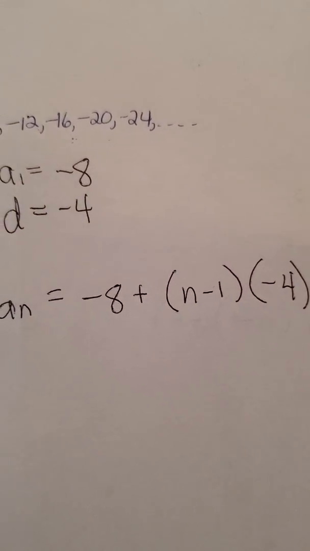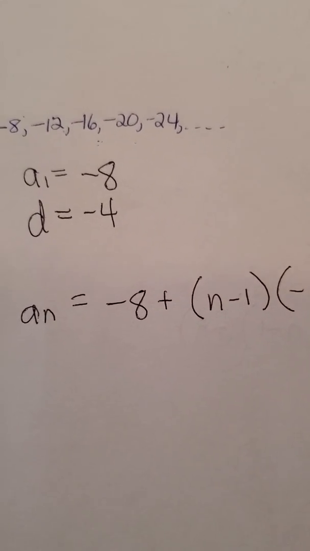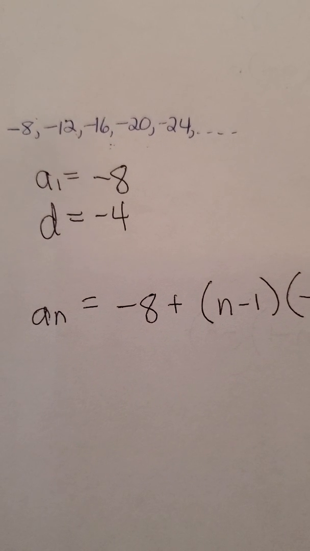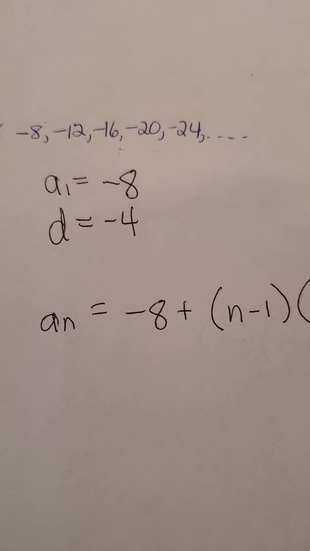Okay, so this is how you can write the formula. You can leave it that way. And arithmetic means it's going up or down by the same number every time. If it's not arithmetic.